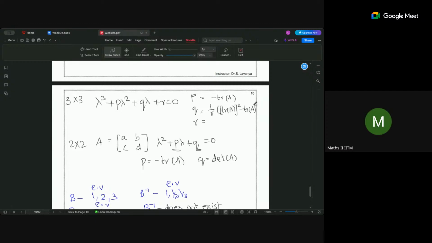This is not something very easy, but yeah, this is one way to check. And R is nothing but minus determinant of A. So here you need to compute A square and then do this. So this is another way to look at the coefficients.